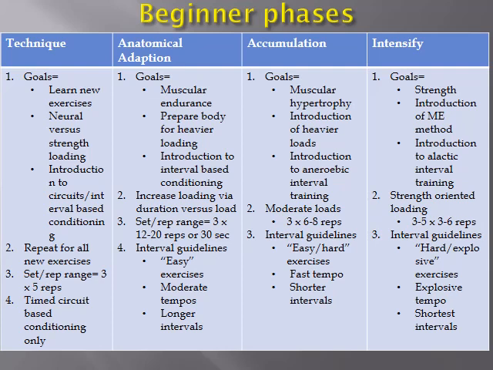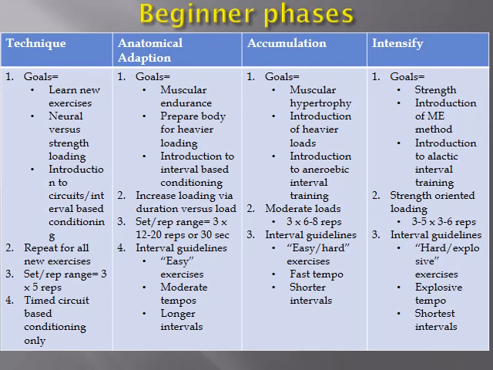What an anatomical adaptation phase really does is build muscular endurance. It prepares the body for more strenuous loading, and it gets the person in great shape. Generally, the idea is to get this person in excellent shape, so they develop a general base of fitness. Because once we get into our accumulate and intensify phases, we're going to focus more on high intensity exercises. So in the anatomical adaptation phase, we're talking about more moderate loads.